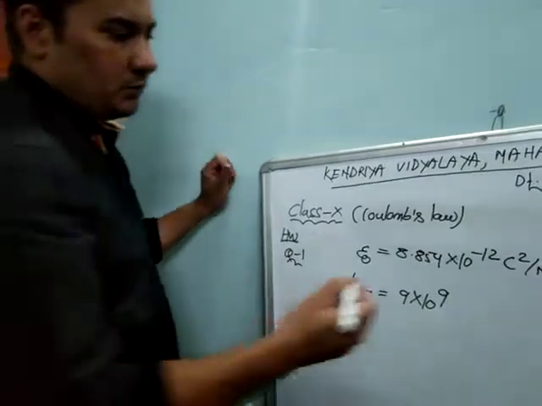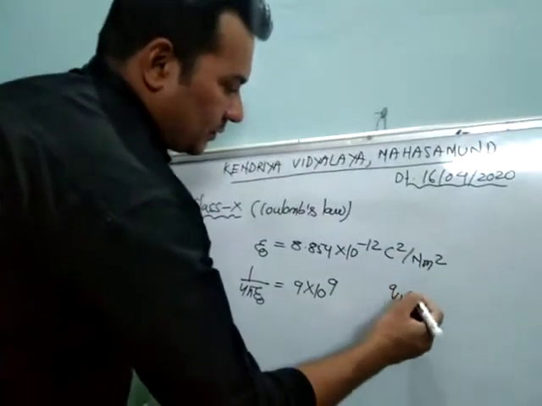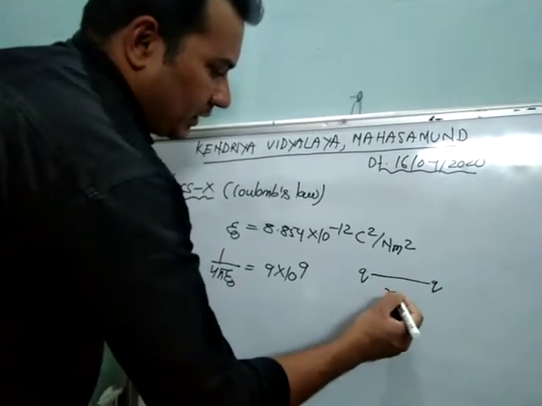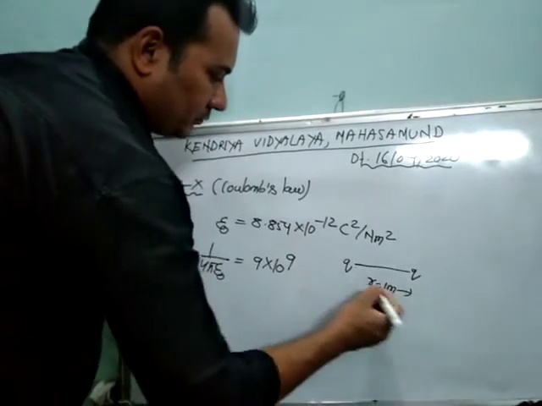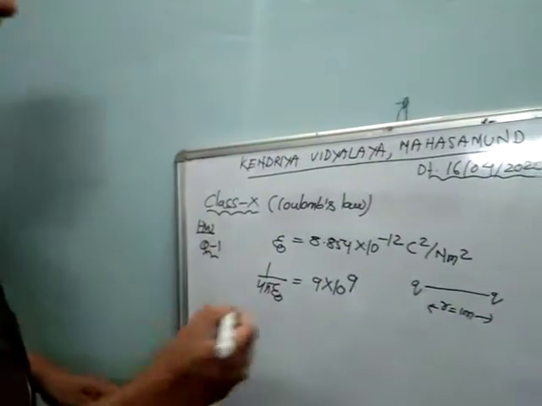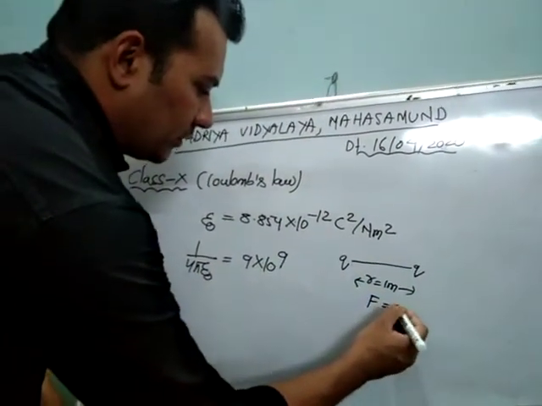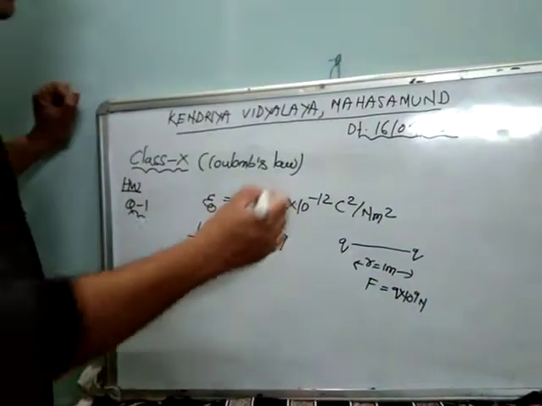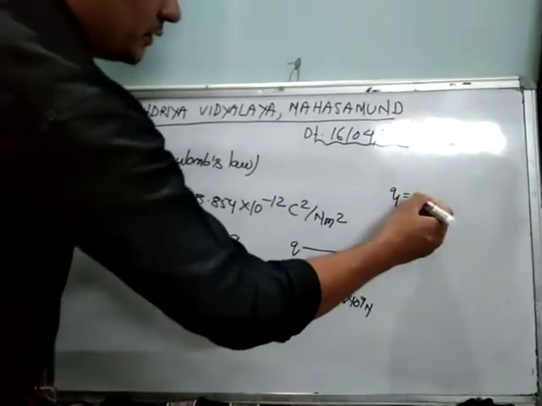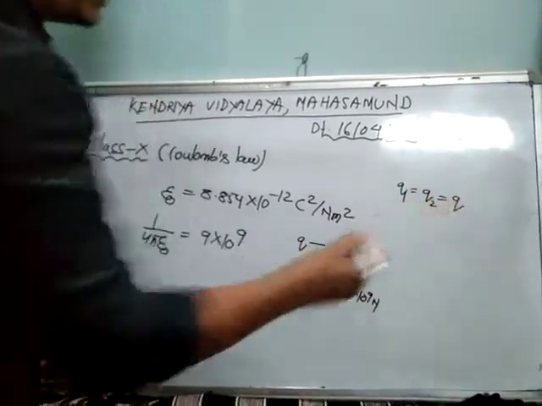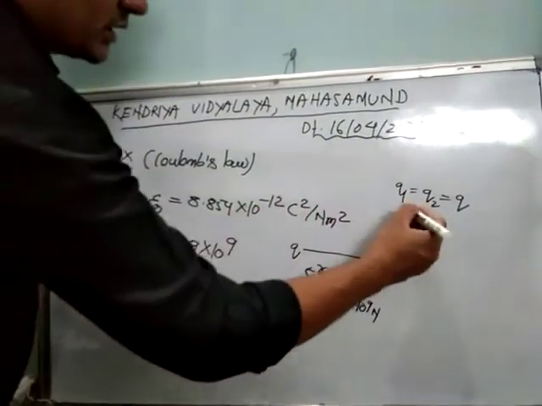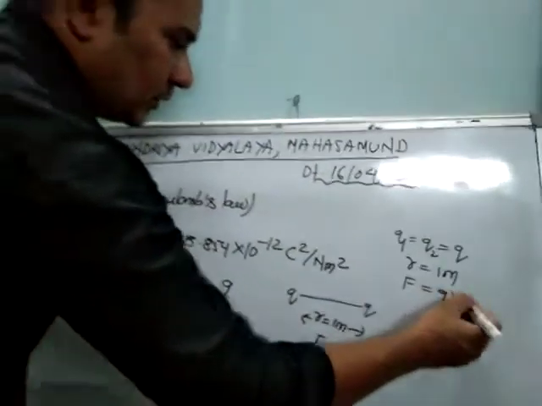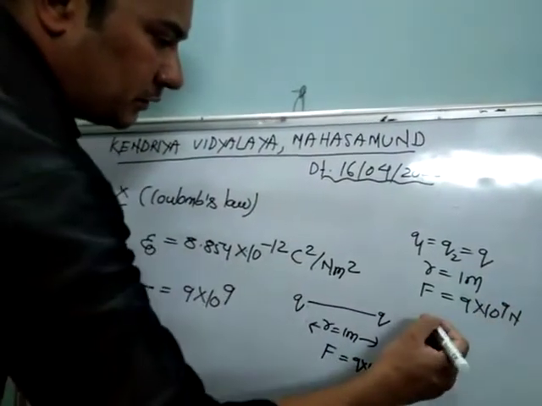Now we have to define 1 coulomb charge in terms of force. So suppose there are two equal charges Q and Q separated by distance 1 meter in vacuum, and if the force between them is 9 into 10 to the power 9 Newton. So what are the data? Q1 is equal to Q2 is equal to Q. Both are equal charge and similar charge. The distance between them is 1 meter and the force between them is 9 into 10 to the power 9 Newton. Now put the value in Coulomb's law.